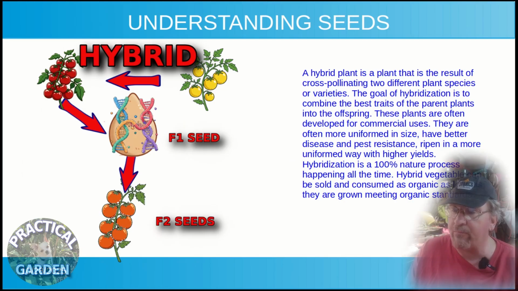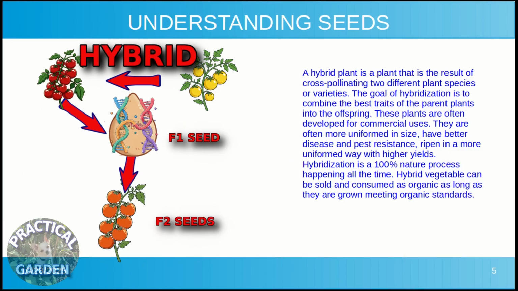What's a hybrid? A hybrid is a plant that results from cross-pollinating two different species or varieties. The goal of hybridization is to combine the best traits from the parent plants into the offspring. Often, these are developed for commercial uses, although they're very, very available for gardeners.